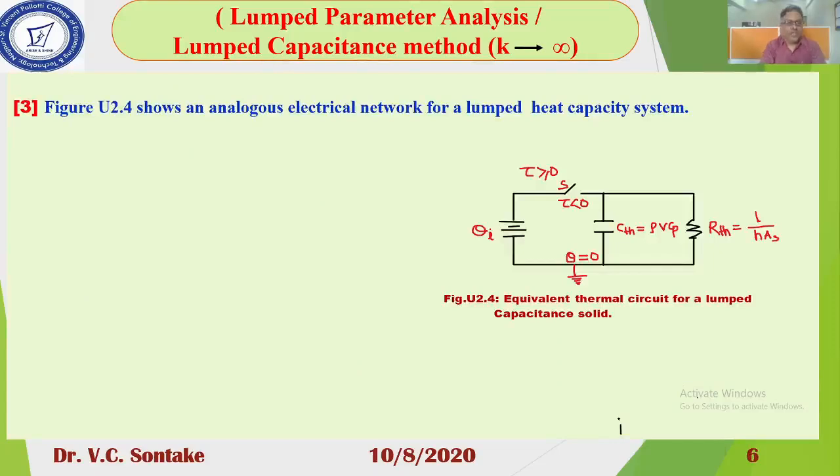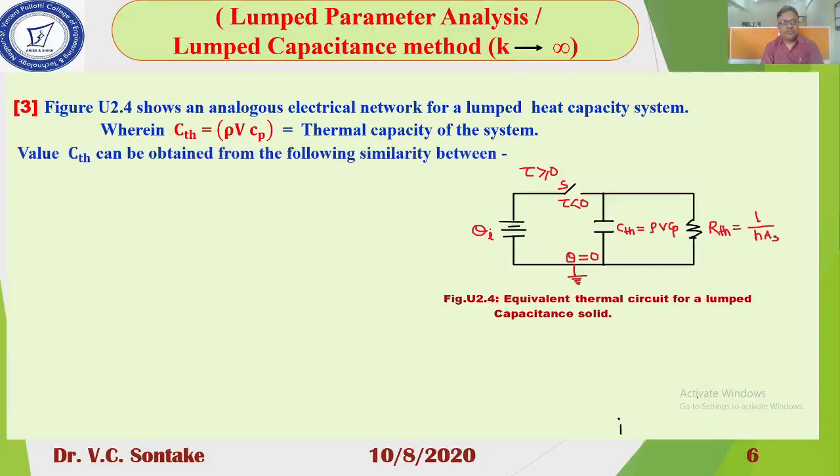Observation number 3, figure 2.4 shows an analogous electrical network circuit for a lumped heat capacity system which is undergoing a transient heat conduction process. In this equation, Cth is equal to rho V Cp, which is equal to the thermal capacity of the system.